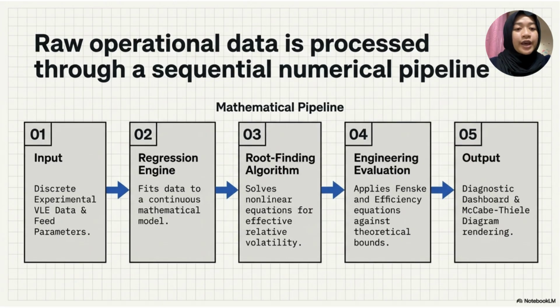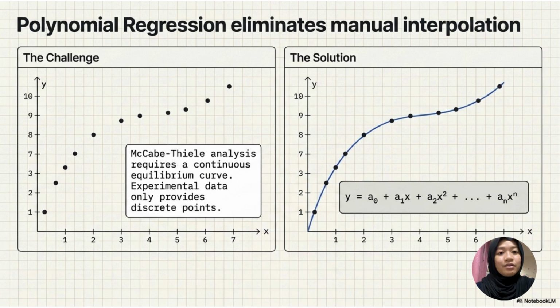To understand what happens under the hood, raw data travels through a 5-step sequential pipeline. We begin with the raw input data, which passes into a regression engine to feed a continuous model. From there, a root finding algorithm solves for effective relative volatility. The system then applies the Fenske and efficiency equations during the engineering evaluation stage, automatically rendering the final diagnostic dashboard and McCabe-Thiele diagram.